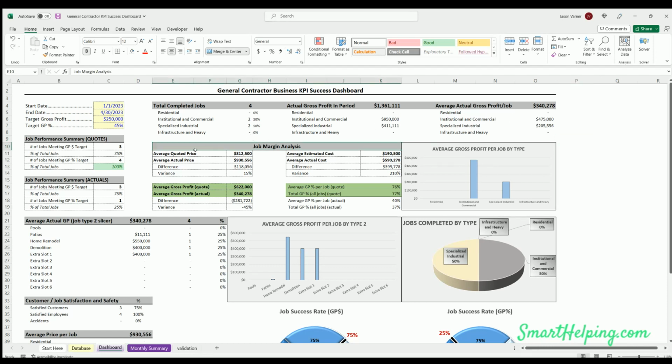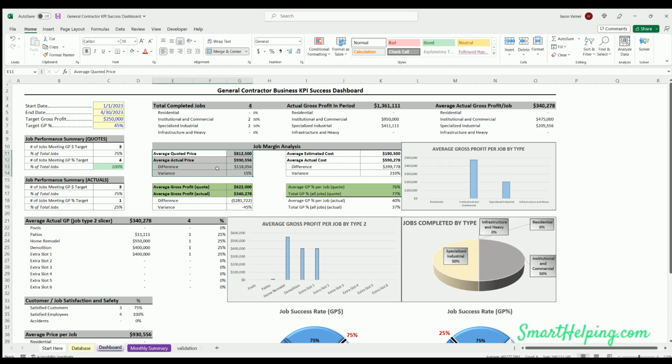You can see here, what was your average quote price per job? What was your actual price per job? What's the difference in variance? So in this case, we are actually charging about 15% higher than the quote. And what this does is just tell you how well are you quoting and how are your actuals comparing to the quote.